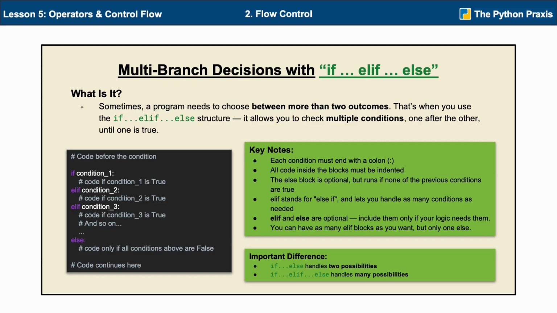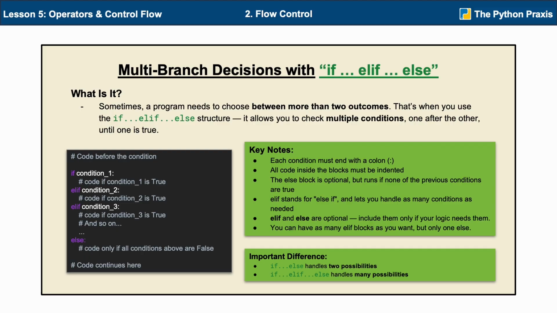Other times, we need many possibilities. We need a multi-branch decision. In these cases, a program needs to choose between more than 2 outcomes. That is when we use the if, elif, else structure. This structure allows us to check multiple conditions, one after the other, until one is true. The syntax of the if, elif, else statement is as follows.